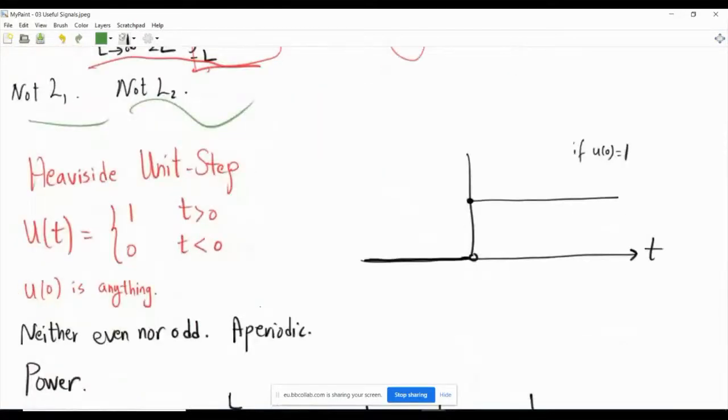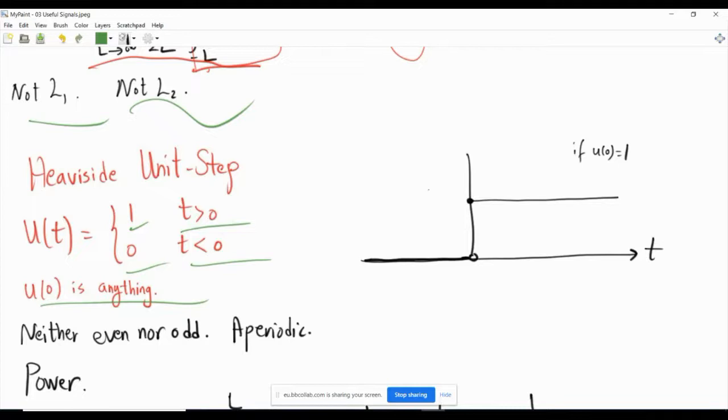The Heaviside unit step function is very important, and it is the function that is 1 when t is positive and 0 when t is negative. What about when t is equal to 0? Some people define it to be 0, some people define it to be 1, and some people define it to be 1 over 2. Here, I don't care. You can put u of 0 to be anything. It won't matter.